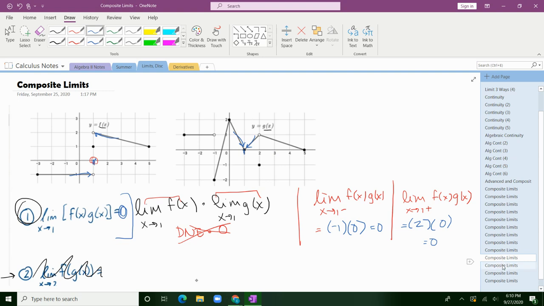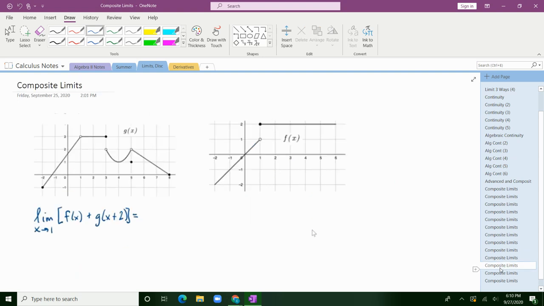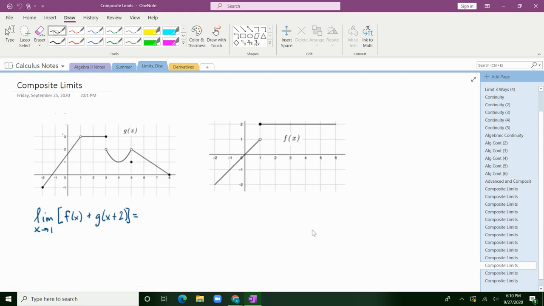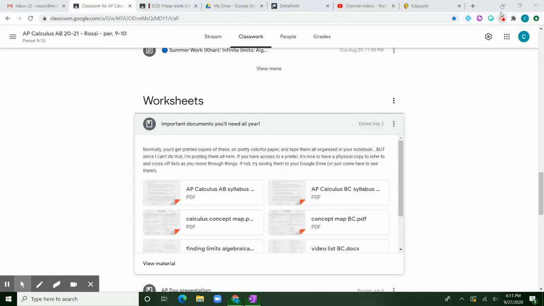Okay, so that was a product. Let's try doing a sum. And I'm going to use, or try to use, this property right here, the sum one that says the limit of a sum is the sum of the limits. So let's go ahead and see what happens whenever we do that. That would be, let me write that out.